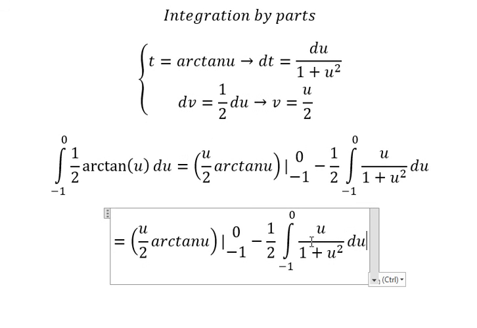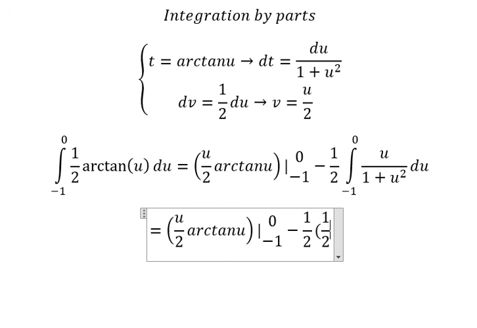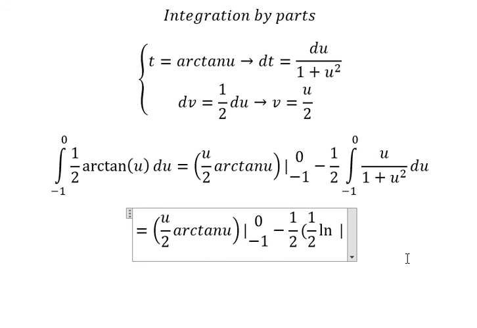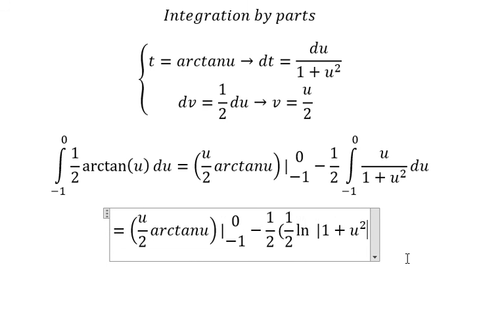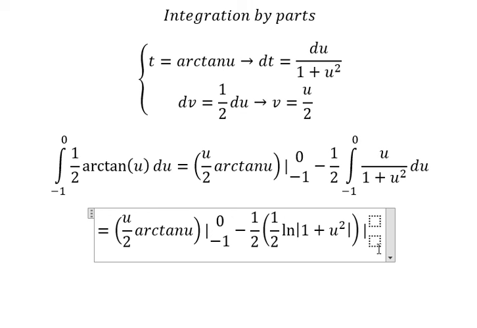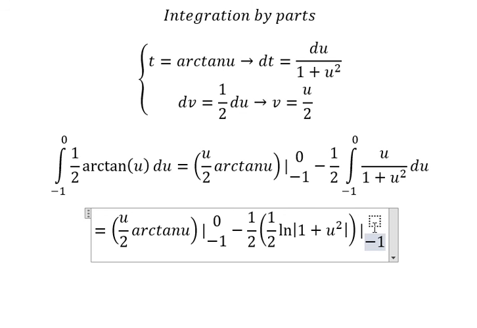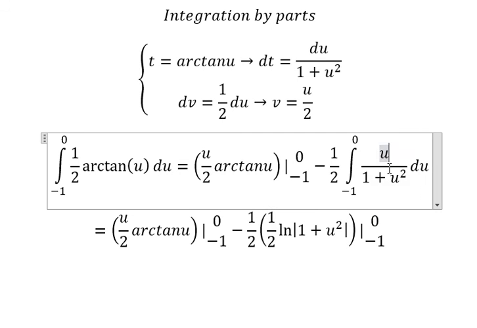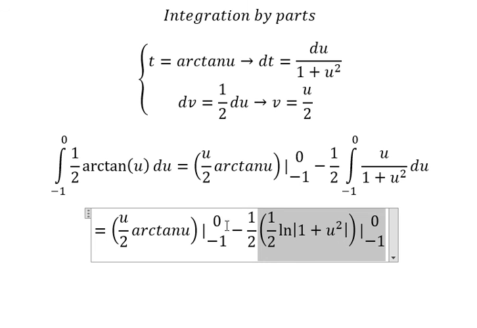So the integration of this one, we have 1 over 2 ln of the absolute value of 1 plus u squared, and we put the bounds from negative number 1 to number 0. Because if we take the first derivative of this one, we get this one in here. And now we put number 0 and negative number 1 here.